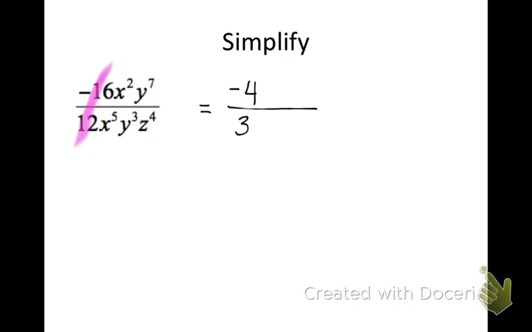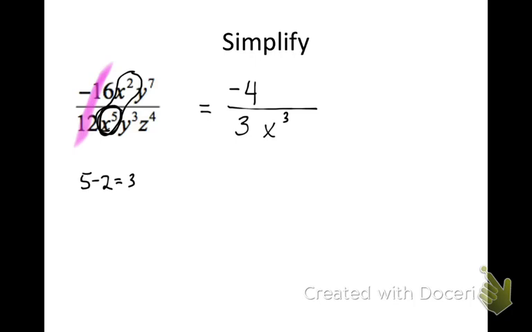Now I'm looking at my x's. I have x to the second over x to the fifth. I'm going to take my largest exponent, which is 5, subtract my smaller exponent, I get 3. So it's x to the third on the bottom. Again, I'm putting my x on the bottom because there were more x's to begin with. There were 5 of them on the bottom as opposed to 2 on the top.